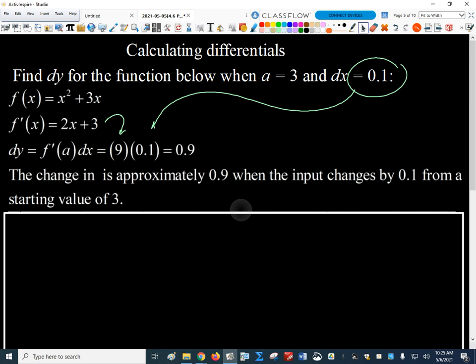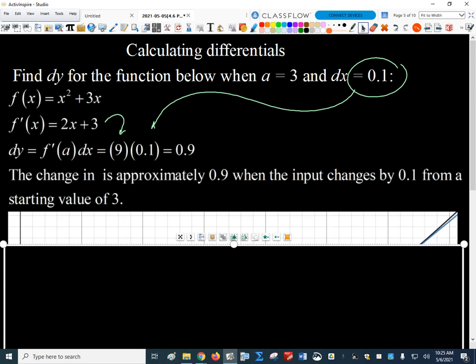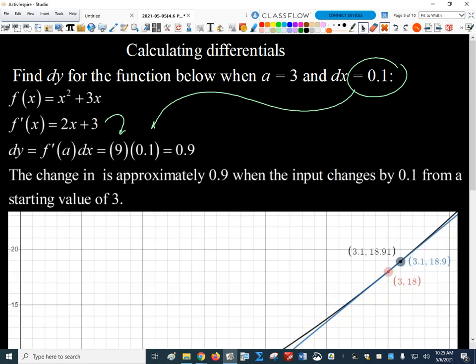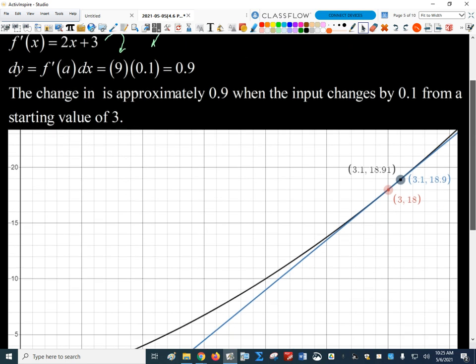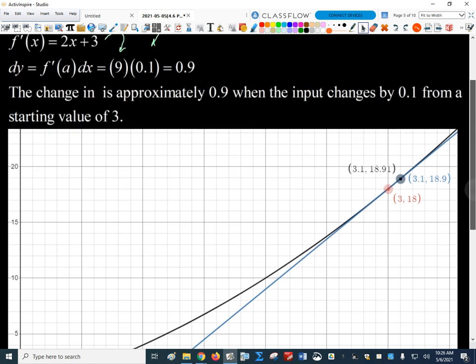Okay, so it's approximately 0.9. When we compare it to the actual value, it changes from 18 to 18.9. It looks like the actual change in the function is 0.91. So we're pretty close, right? Why are we pretty close? Well, you can see right there, because the tangent line is a good approximation of the curve close to x equals 3.